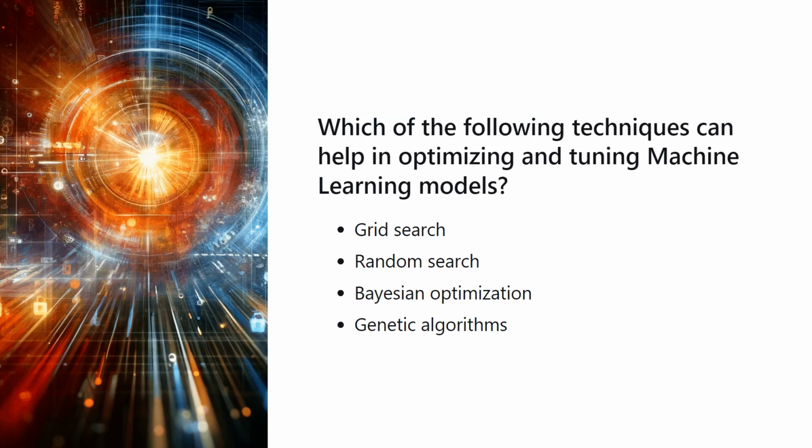Alright, the next question is, which of the following techniques can help in optimizing and tuning machine learning models? Grid search, random search, Bayesian optimization, genetic algorithms. Pause and reflect on the answer before we disclose it. The accurate answer is Bayesian optimization. Let's now examine why this is the correct answer.